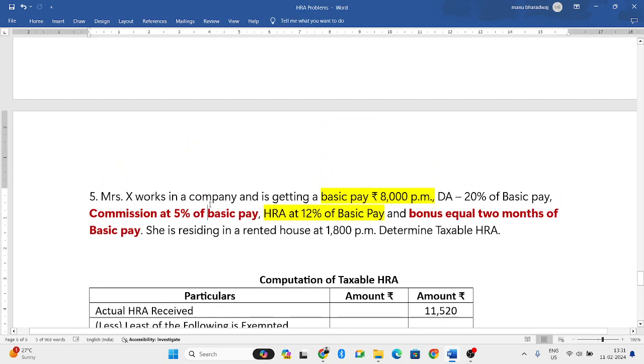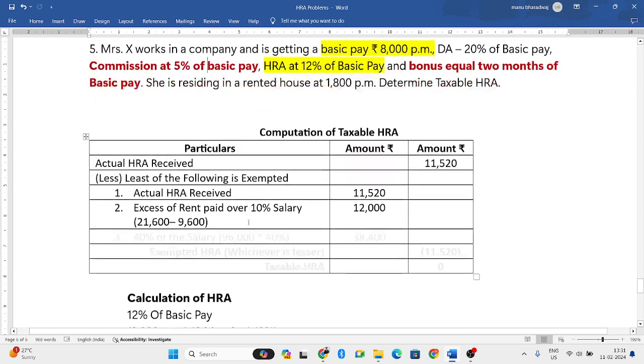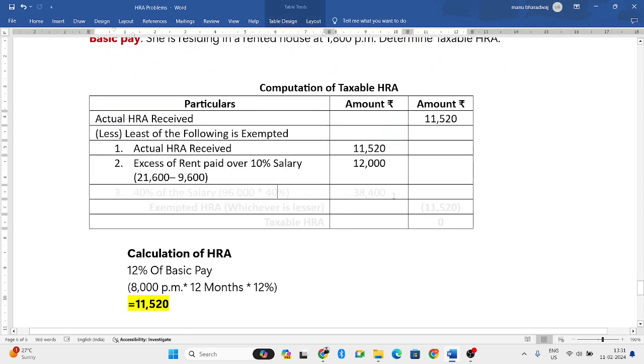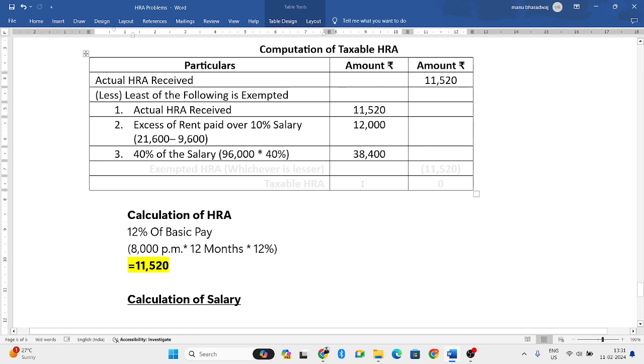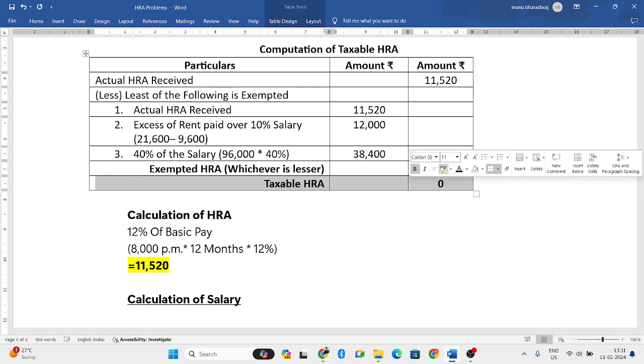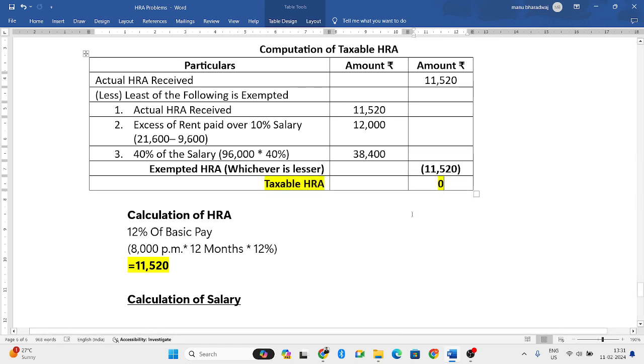Third exemption, they have not mentioned which locality, which place he is staying in a rented house. When they have not mentioned anything, we will consider 40% of the salary only. So the total salary is 96,000. In that, 40% is 38,400. That is our third exemption. So whichever is lesser, 11,520 is the least amount. That will be given as exemption. Total you have received 11,520 as HRA. In that 11,520, complete exemption you are getting. So the taxable HRA will be 0 or nil.